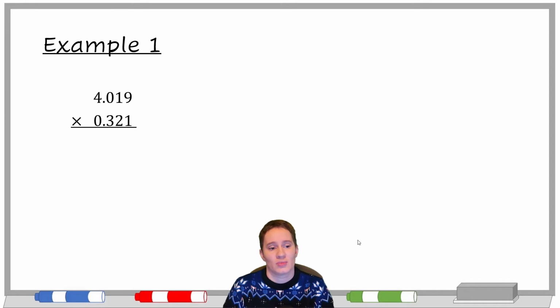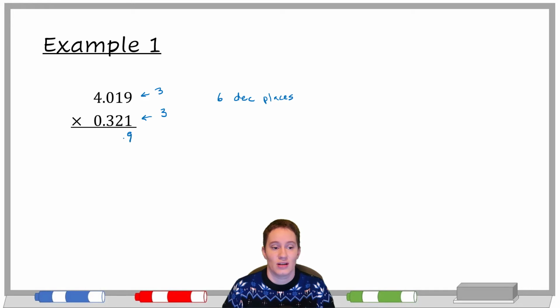So on example 1 here we want to do 4.019 times 0.321. Let's figure out how many decimals we're going to have. So this has 3 and 3. 3 plus 3 is 6. So our answer is going to have 6 decimal places. All right, 1 times 9 is 9. 1 times 1 is 1. 1 times 0 is 0. 1 times 4 is 4. Let's put our placeholder. Then multiply by 2.